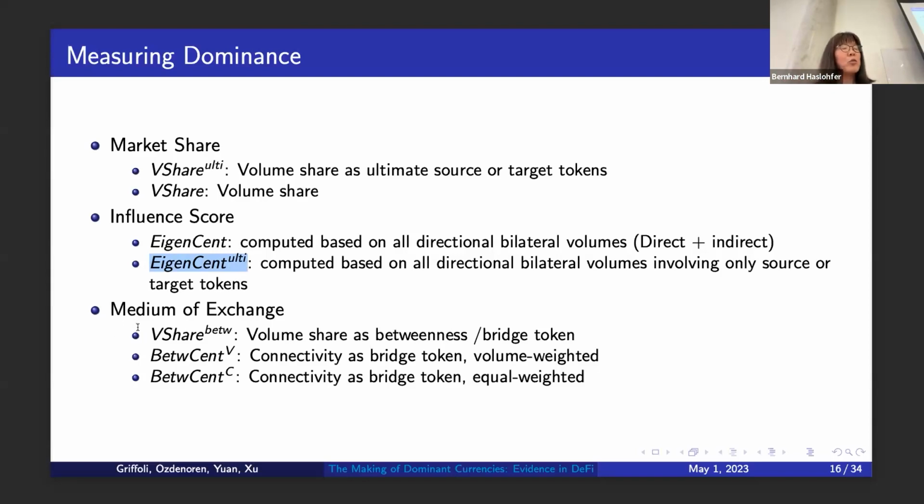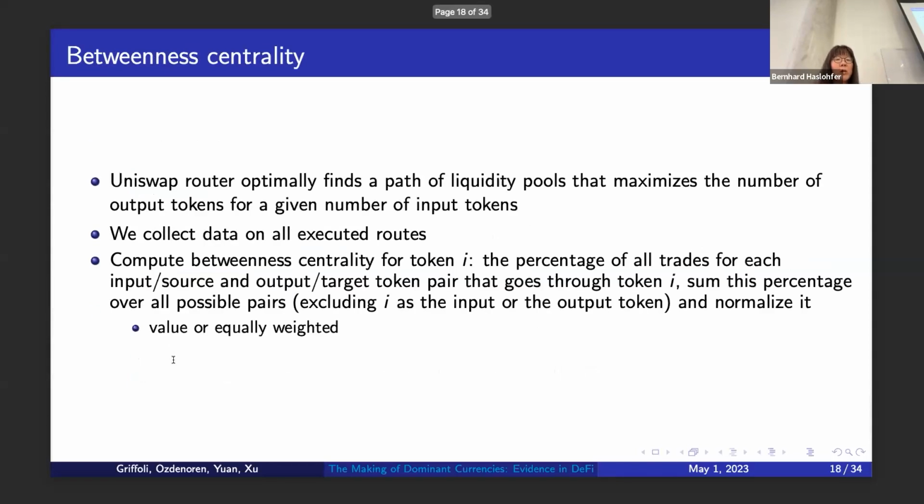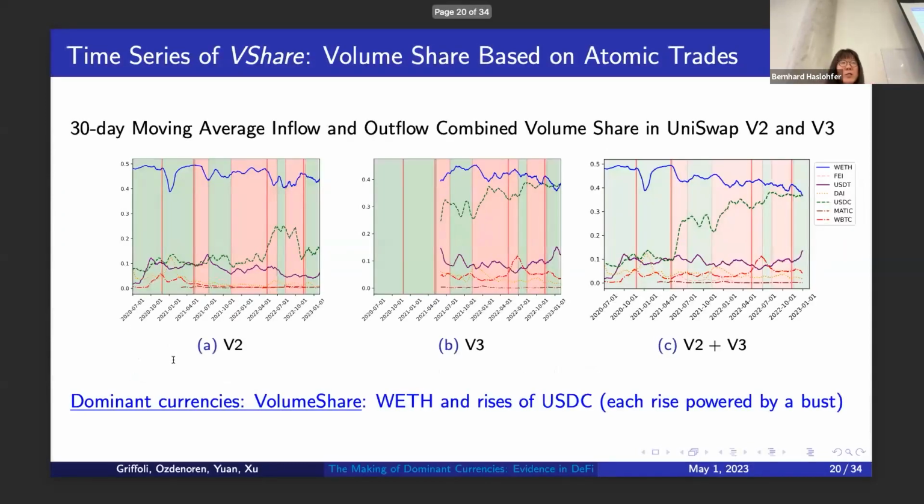And lastly, we look at the trades that are purely to lower transaction costs. That is the medium of exchange role of money. All these measures are based on betweenness volume, volume share, or betweenness centrality, either equally weighted or volume weighted. I will not go over how to construct betweenness centrality and eigenvector centrality. They are standard, following the network literature. Let's just see what we have learned.